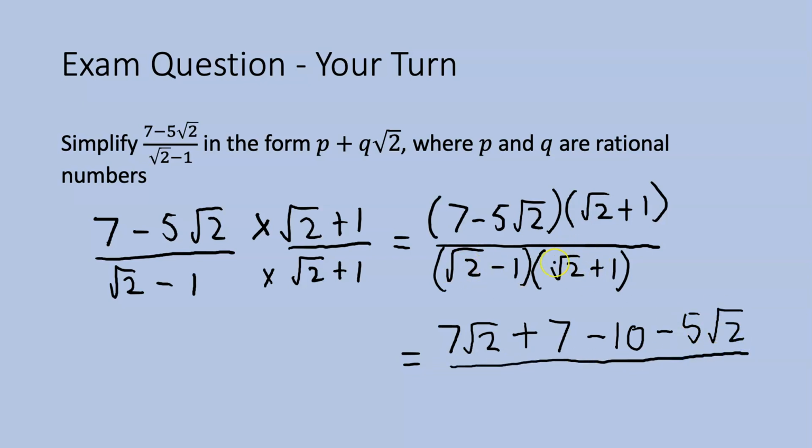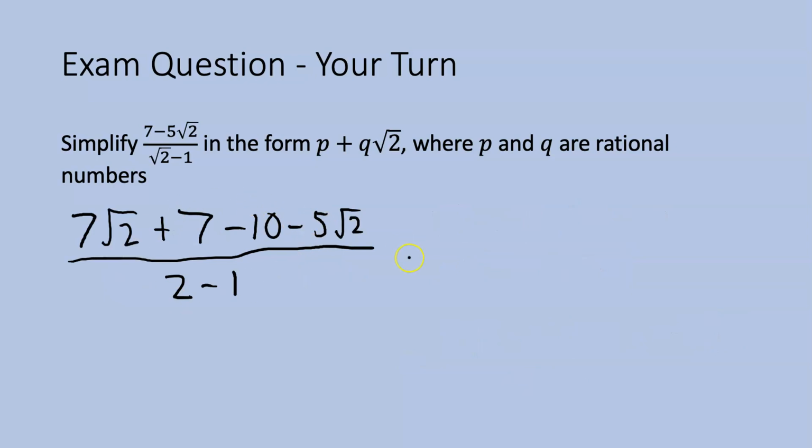Now I expand the bottom. Root 2 times root 2 is 2. Minus 1 times 1 is minus 1. So I'm going to move this over here. And now I simplify this.